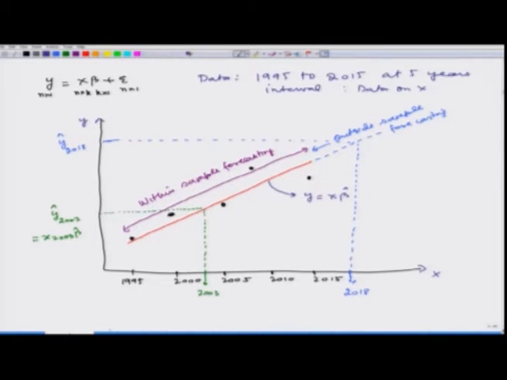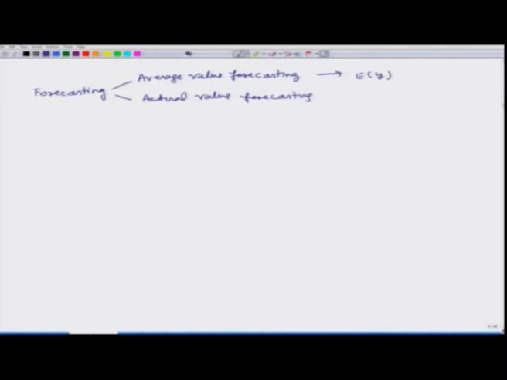Okay. Now we come to another aspect, and we try to discuss the average value forecasting and actual value forecasting. So, when we are discussing forecasting, there can be two types of forecasting in which we are interested: average value forecasting and another is actual value forecasting. So, under the model y equal to x beta plus epsilon, when we are interested in average value forecasting, that means I need to forecast the average value of y, that is expected value of y. And when we are interested in actual value forecasting, then we are essentially interested in the value of y.